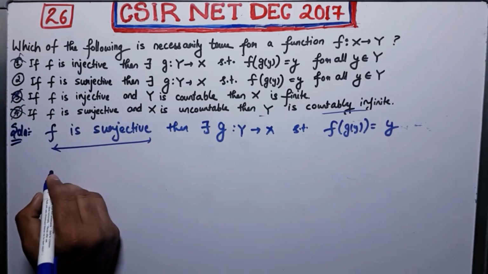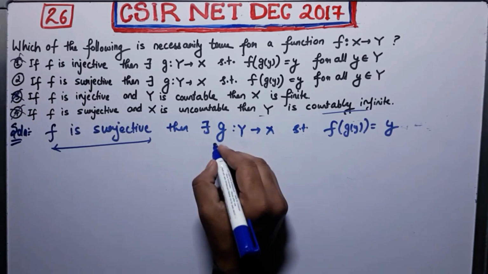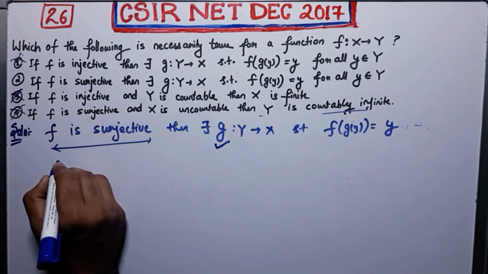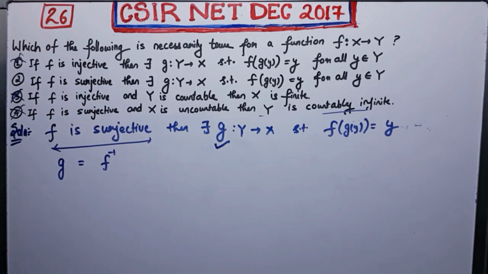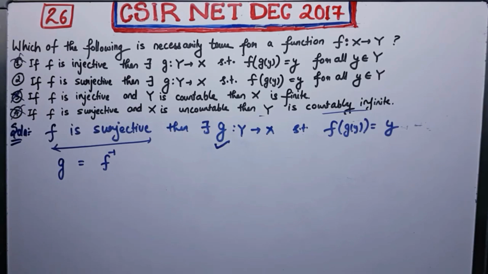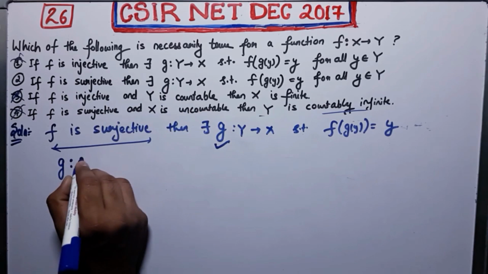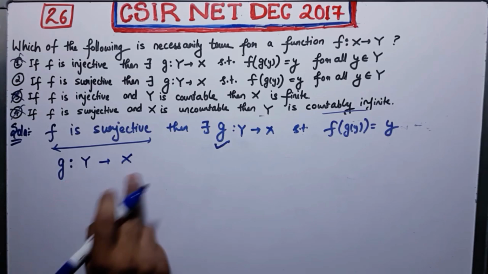Now what is my strategy? The strategy is very simple. I am just constructing this function g. What will be this function g? I am considering my function g to be f inverse, where f inverse is actually the pre-image. So I am constructing this g for you. g is a function from Y to X.